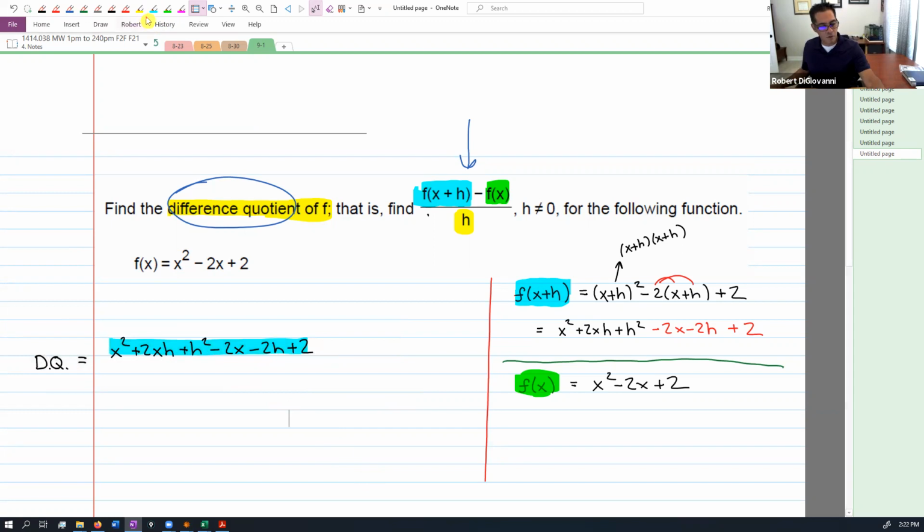Now looking at the formula, I now need to subtract from that f of x. Now f of x is this, right? But again, because we're subtracting, I must put that in parentheses. So that's this green part, f of x. And then the whole thing divided by h.